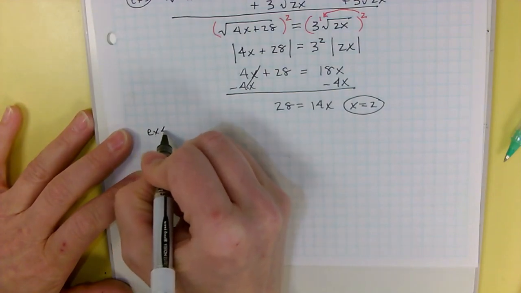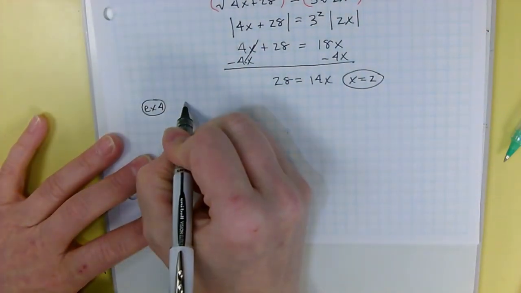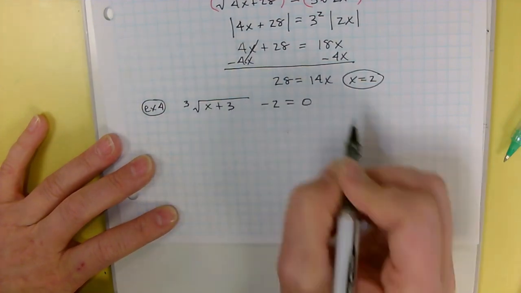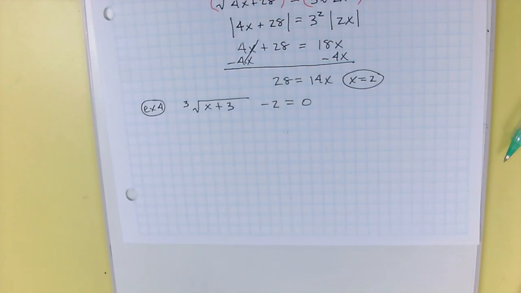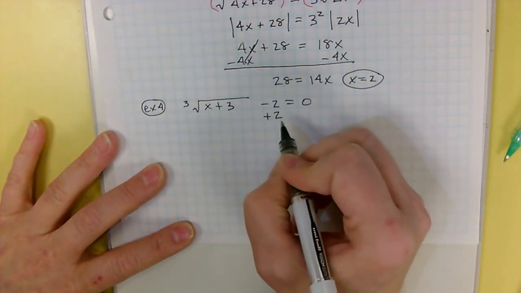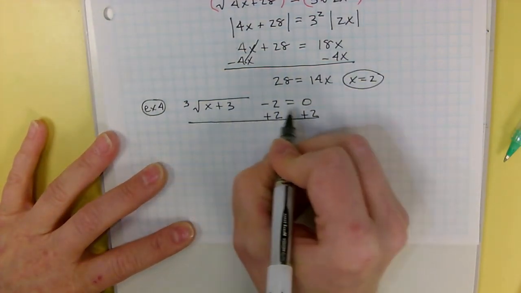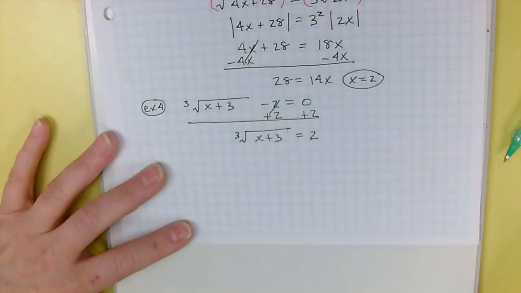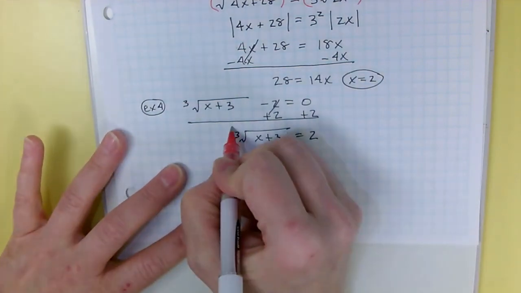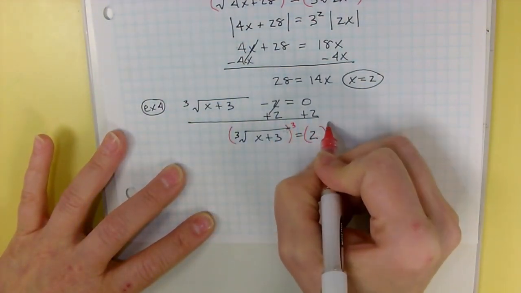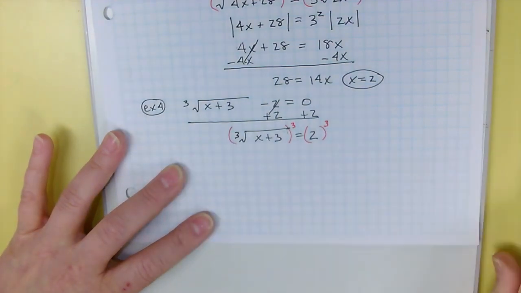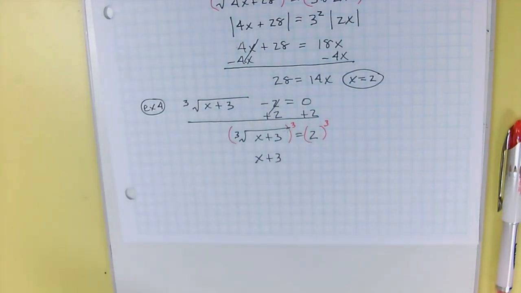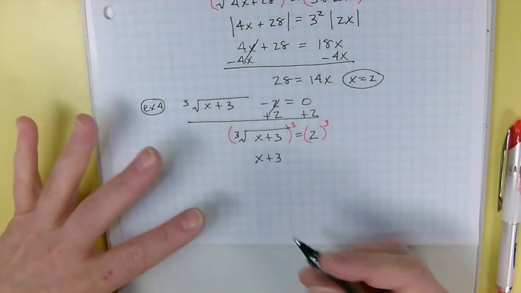All right, example 4. Cube root of x plus 3 minus 2 equals 0. Okay, add or subtract to get the radical by itself, so we're going to add 2. So cube root of x plus 3 equals 2. Now we're going to exponentiate to the power of 3 because that's our index. The cube of the cube root of x plus 3, 1 comes out. It's an odd index, so it's not plus or minus. It's just x plus 3.